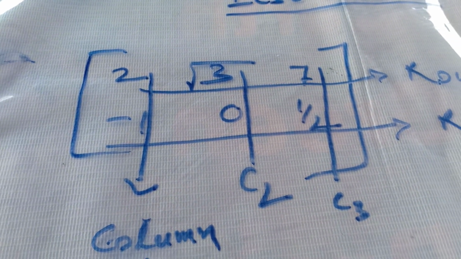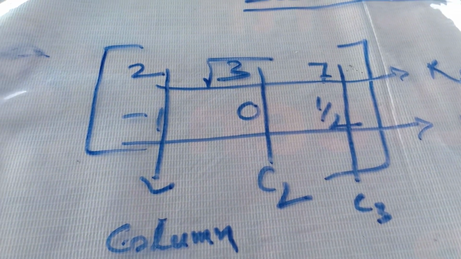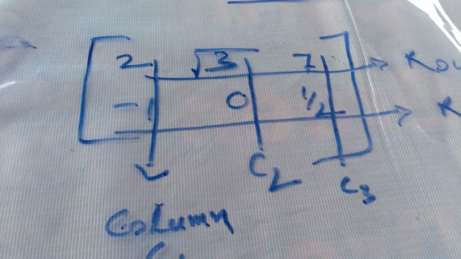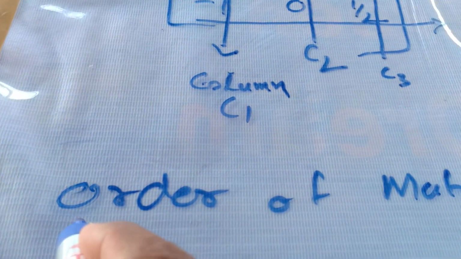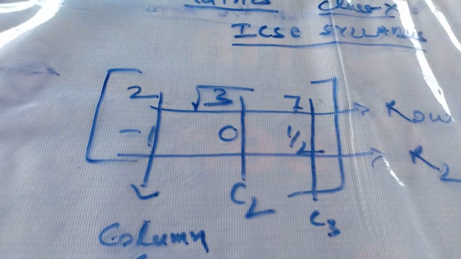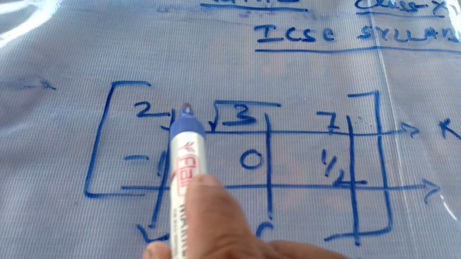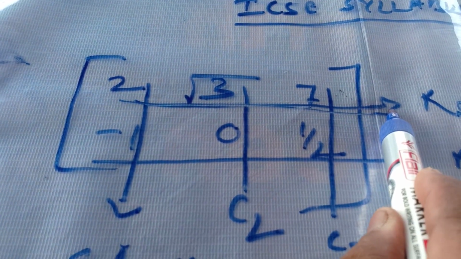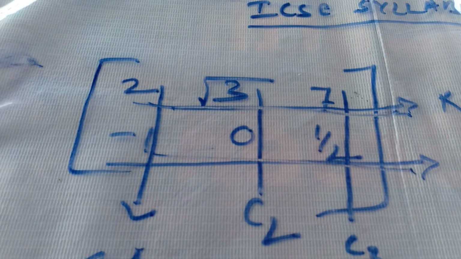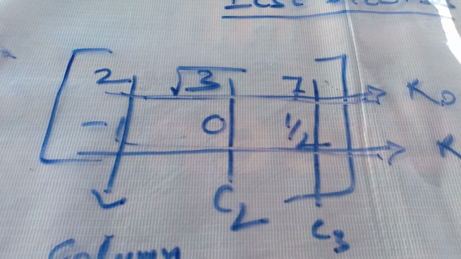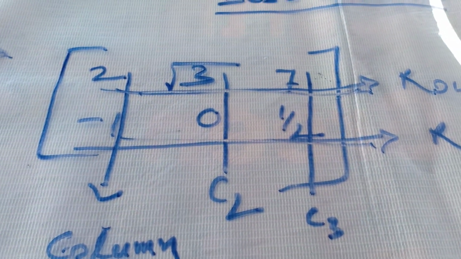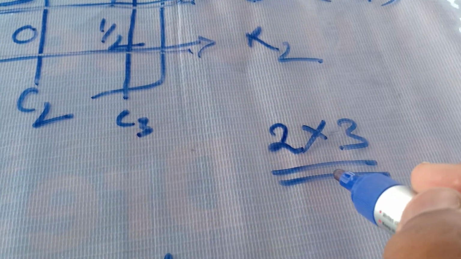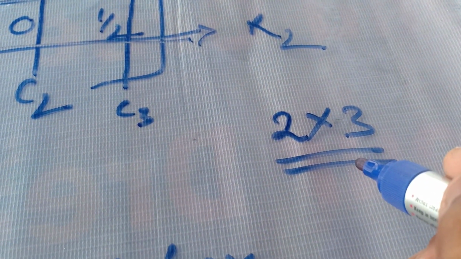Now let us discuss order of a matrix. What is the order of a matrix? Let us come to the top example. How many rows are there here? 1 and 2. So 2, multiplication. How many columns are there? 1, 2, 3. So 3. This is called its order. 2 and 3 is called its order. This is called the order of the matrix.